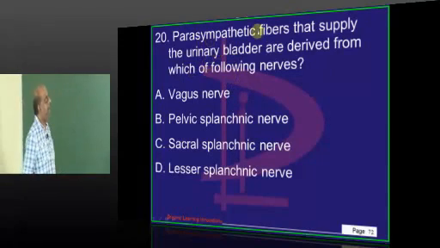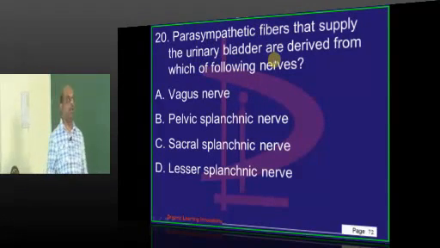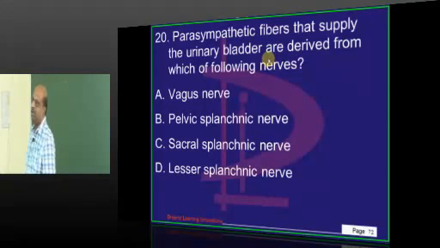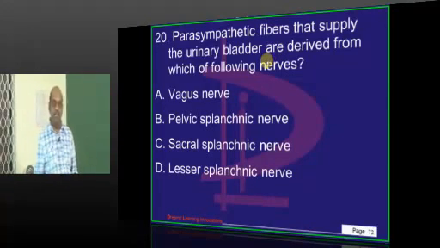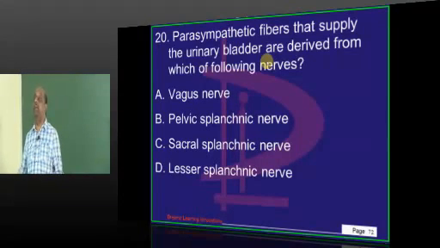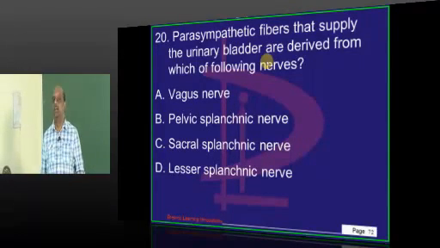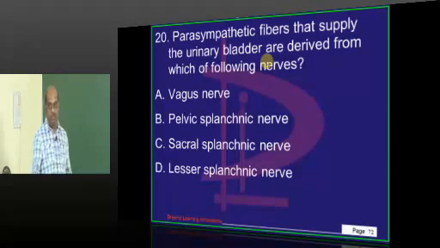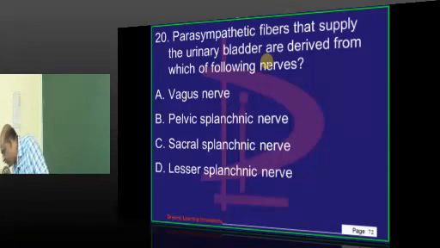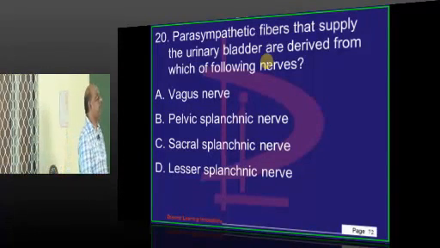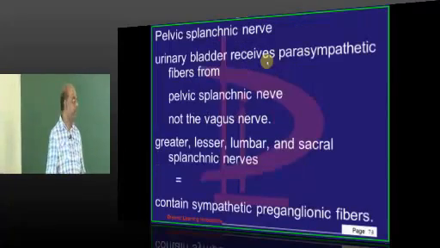The urinary bladder parasympathetic fiber. Some of you are going to become urologists. You are going to prescribe the patients wonderful drugs, and a lot of drugs have the effect of causing urinary retention. So you must know the innervation of the bladder and the mechanism of continence. Question number 20. Manu, Jyoti, Sarvodaya, Sujata, they are all proposing pelvic splanchnic nerve. Excellent.